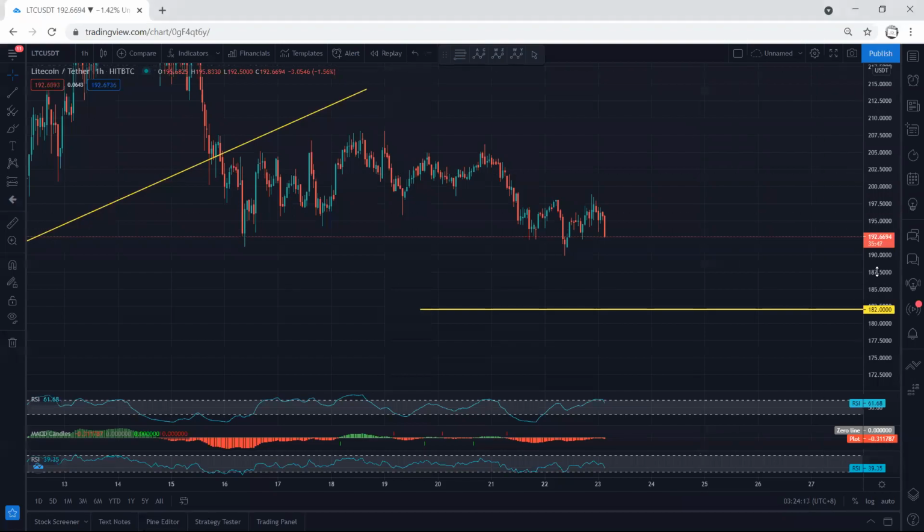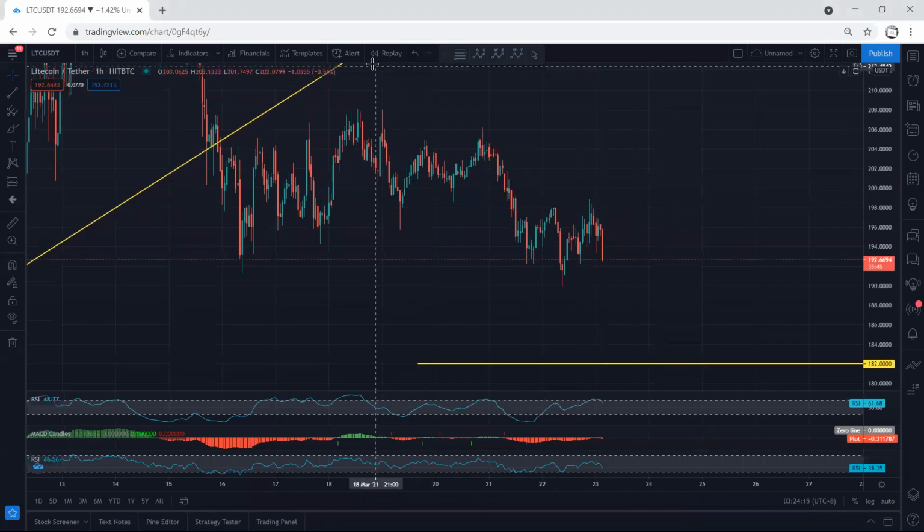LTC, we start with 1 hour chart. Okay, if we refer to our analysis, when the price was here, we mentioned we're looking to put this one relative to this for one more drop. Okay, as we can see, the price dropped. Now we want to see how deep this one can go.